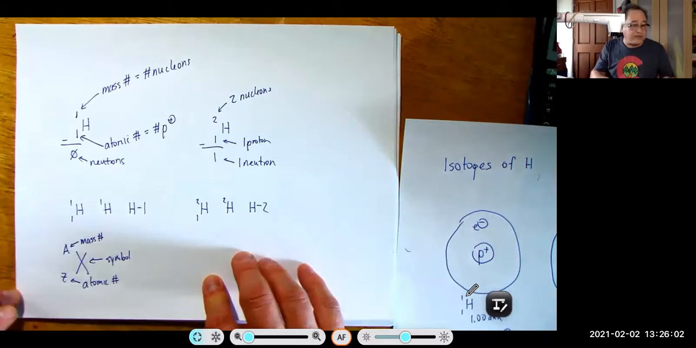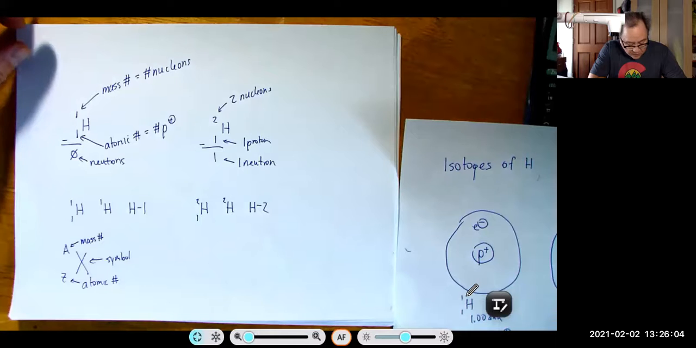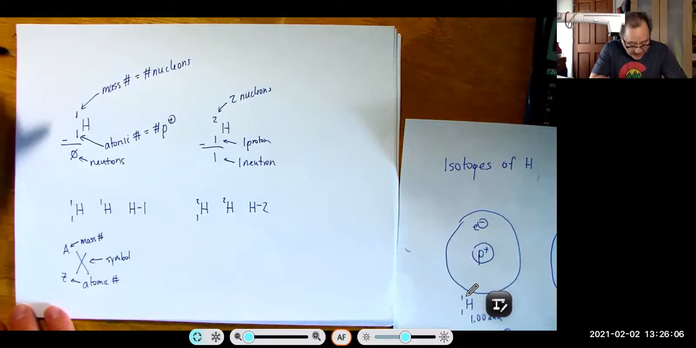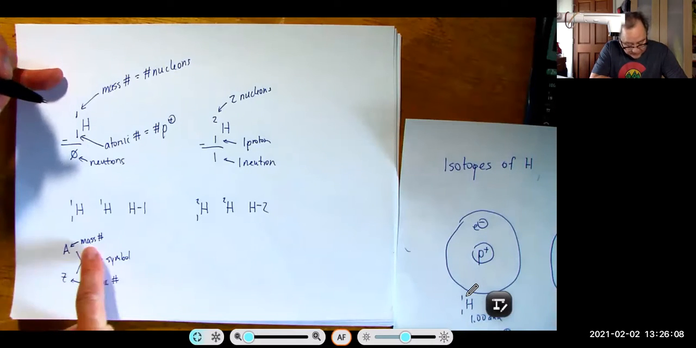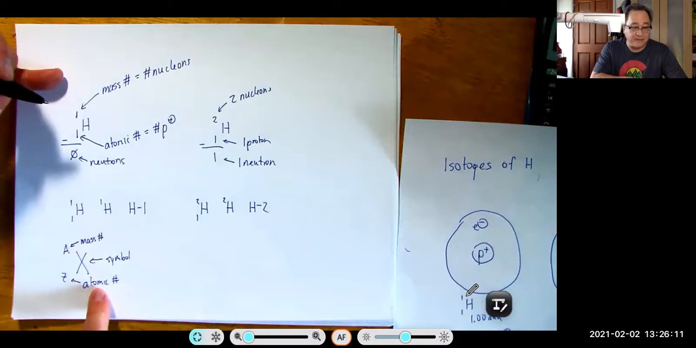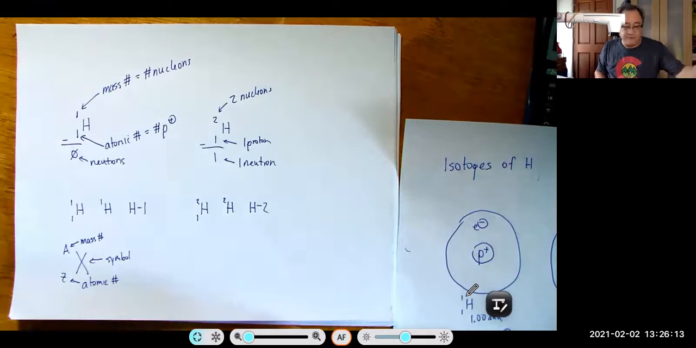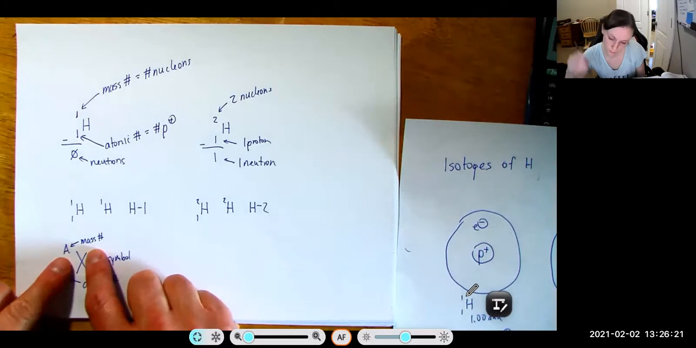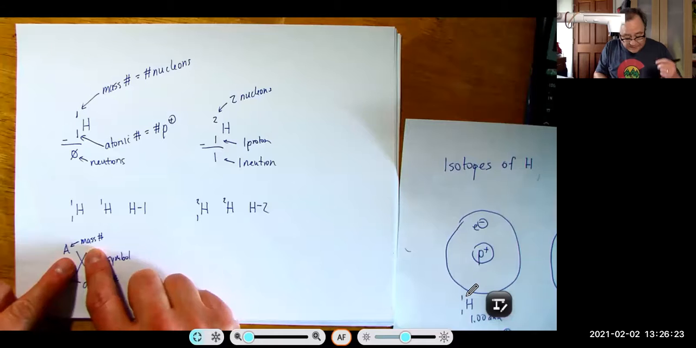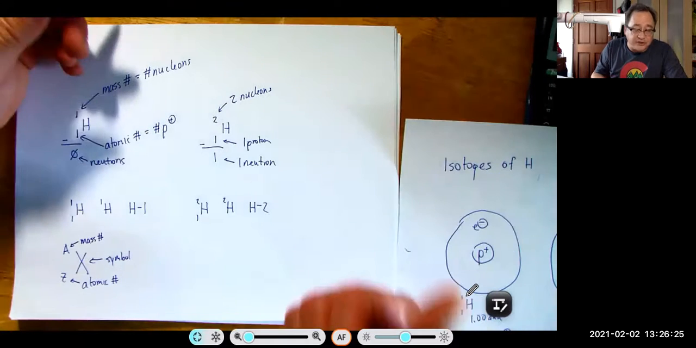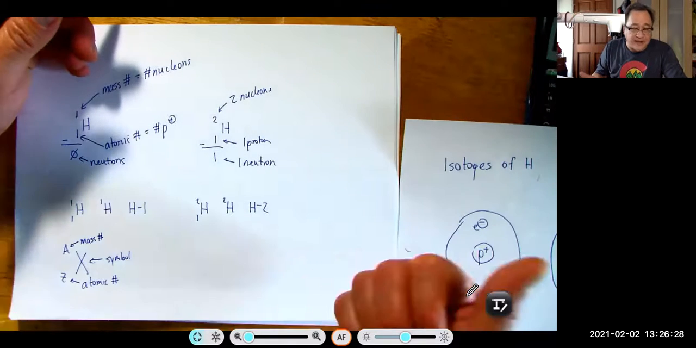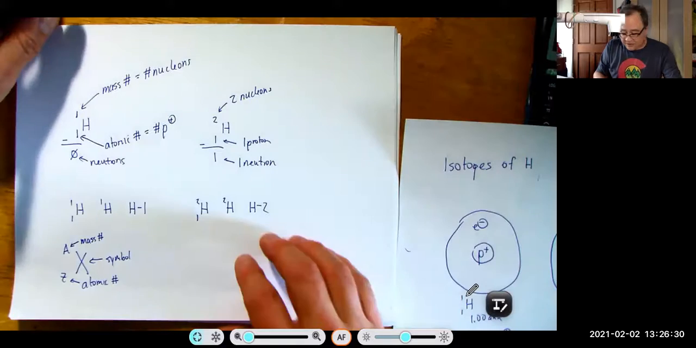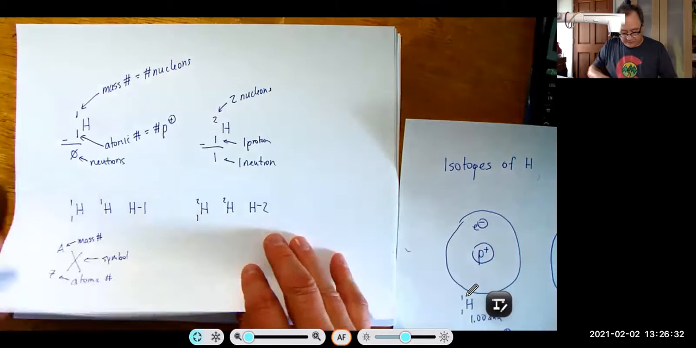And if you're as bothered as I am, you don't like A being mass number when it seems like it should be atomic number. Go figure. That's the way it is. Now, the reason this is called mass number is because really it's the number of nucleons, but each nucleon weighs 1, so it's also the mass. Okay, so that's a very quick overview of isotopes.